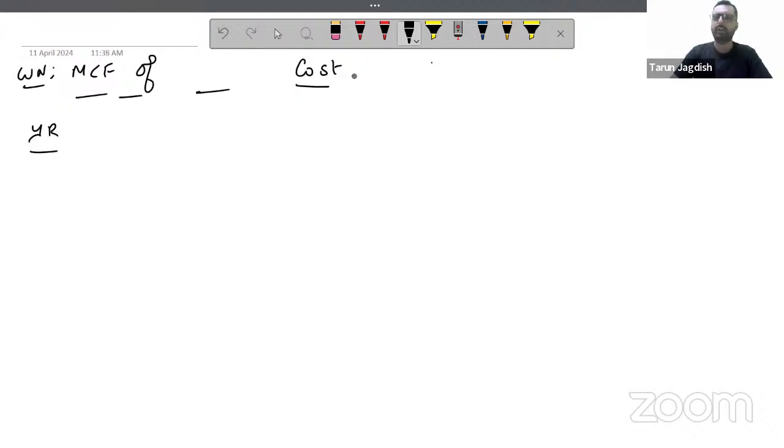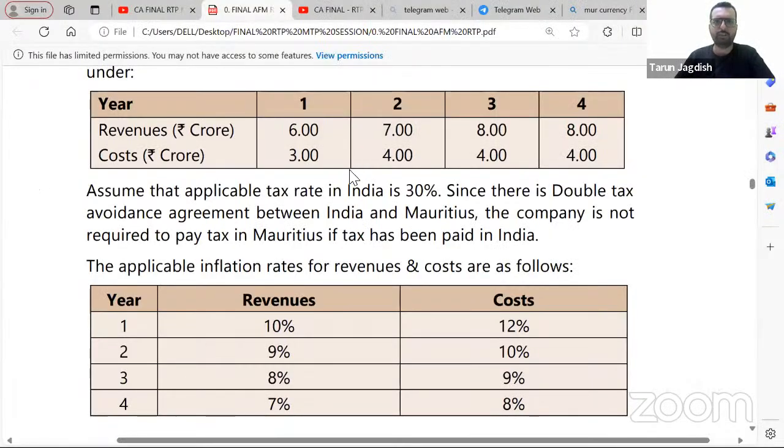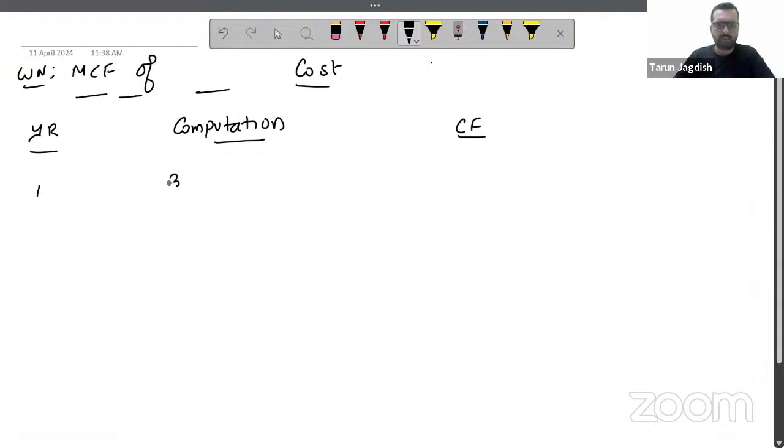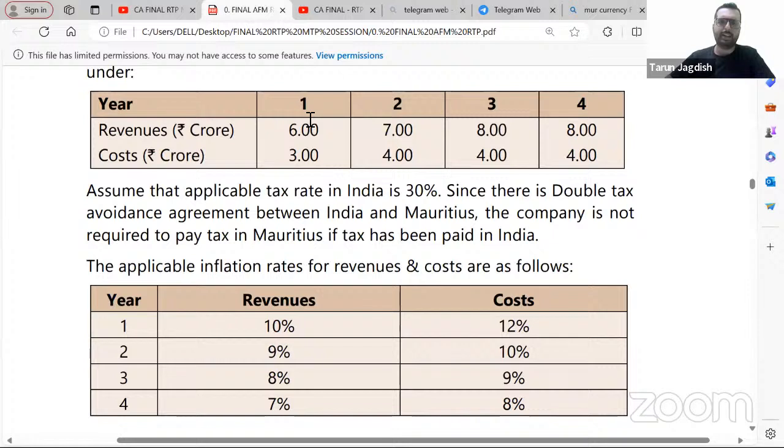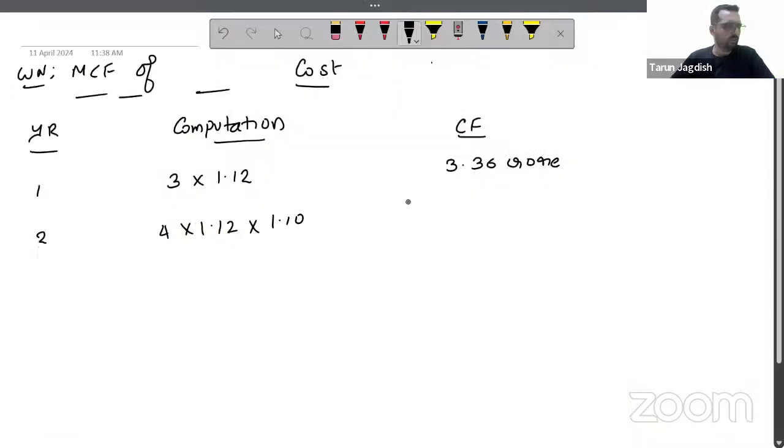Okay, now. So here I will write down year, then we will have computation and we will have the cash flow. So friends, year 1, what is the variable cost that you have over here? Cost that you have over here, 3. It will be 3 into 1.12. That will be 3.36 crore. Year 2, the variable cost is how much? 4. So 4 into 1.12 for the first year, 1.10 for the second year. So you'll get the answer as 4.928 crore.